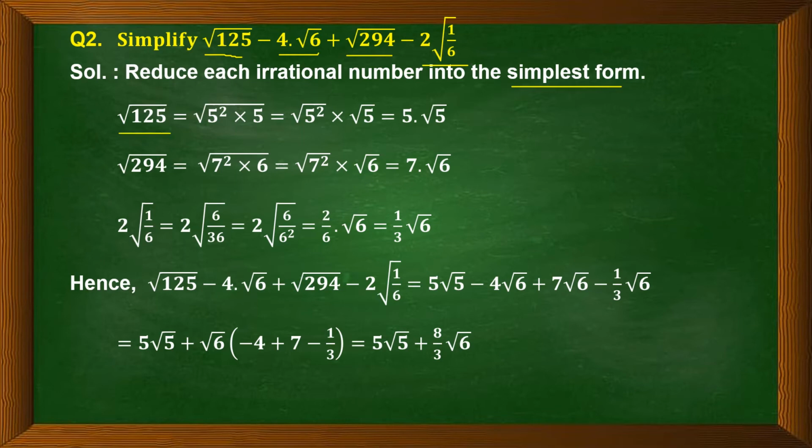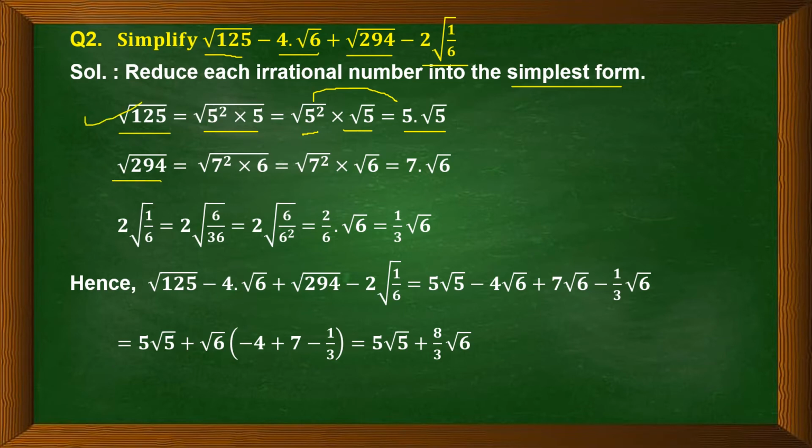So root of 125, we know it is 25 into 5. 25 is 5 square, 5 square into 5. Further split it, so root of 5 square into root of 5. Root of 5 square can be written 5. 5 into root 5 is the simplest form of root 125.